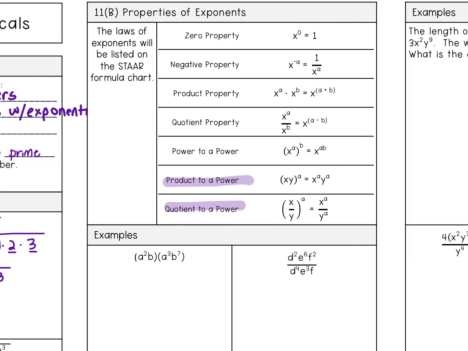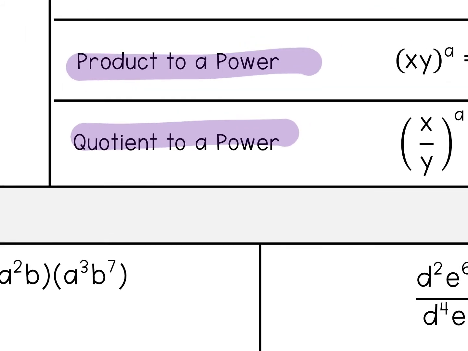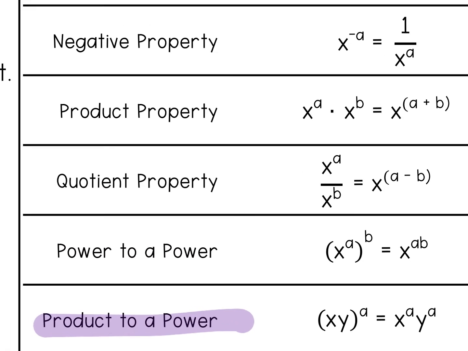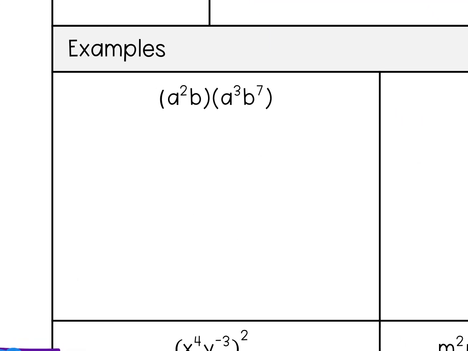I have a squared b times a to the 3rd power b to the 7th power. Since they're next to each other in parentheses like that, I know what they want us to do is to multiply those letters. So I'm going to go up to my chart here. It's the product property. When I'm multiplying letters, I add their exponents. So starting with the a's, I'm going to combine them by doing a to the 2 plus 3.